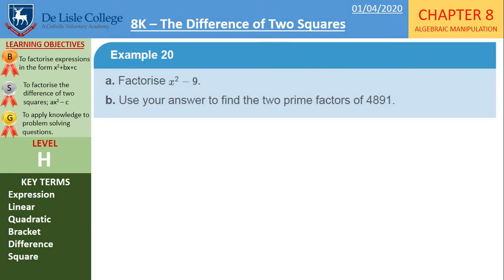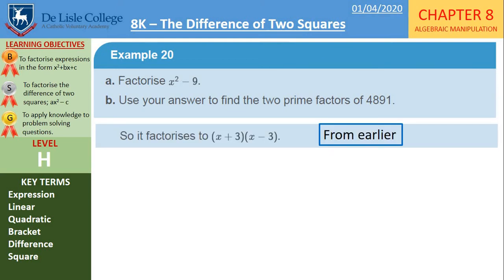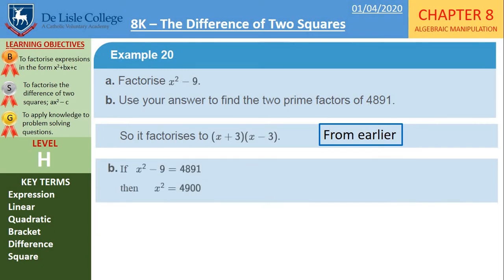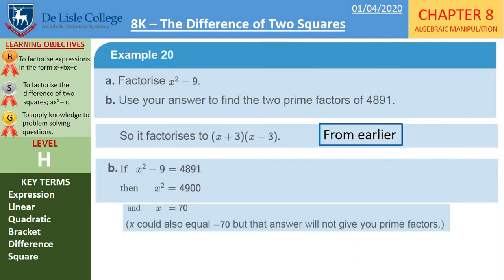Okay, building on from what we've looked at before, we've done part A. So we know that x squared take away 9 is x plus 3, x take away 3. Now looking at part B, it says use your answer to find the two prime factors of 4,891. The first thing we are going to do is start with the quadratic and set that equal to 4,891. And then if we solve this by adding 9 and then taking the square root, we get x is 70. X could also be negative 70, but that's not going to be appropriate for the topic we are on when we're looking for prime factors.